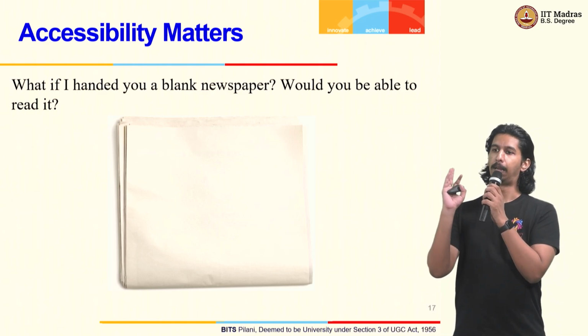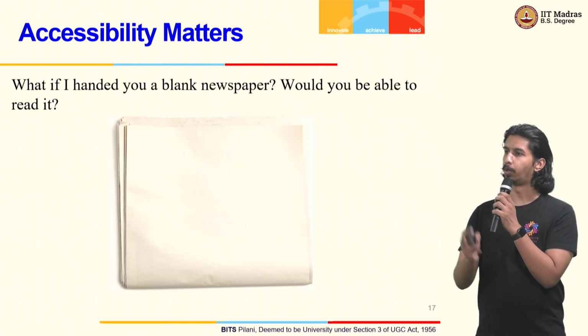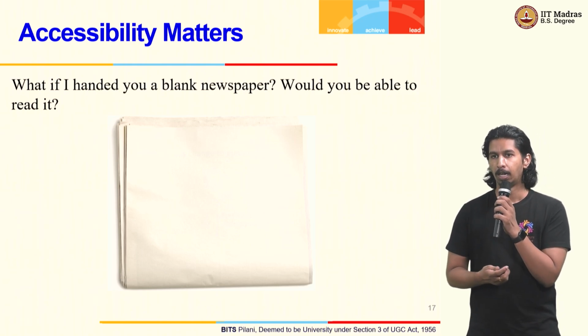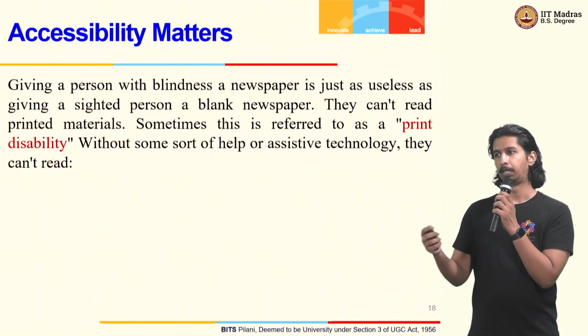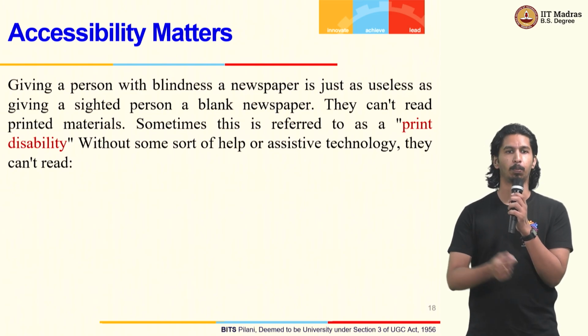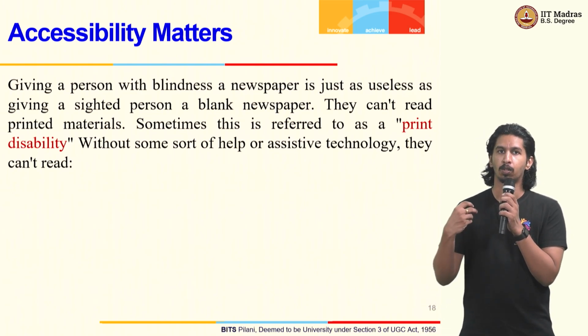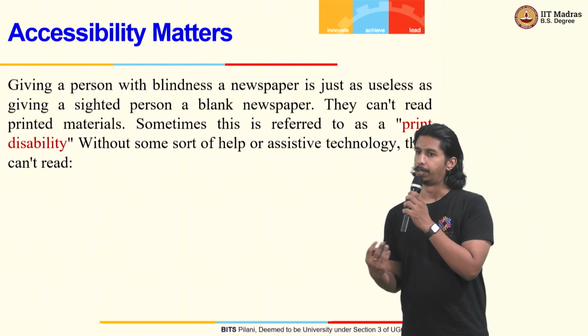So what if I handed a blank newspaper to you? Will you be able to read the newspaper? Of course not, right? It is very similar to the case where you are handing over a newspaper to a blind person. Of course, they will not be able to read. So this is also called print disability, right?